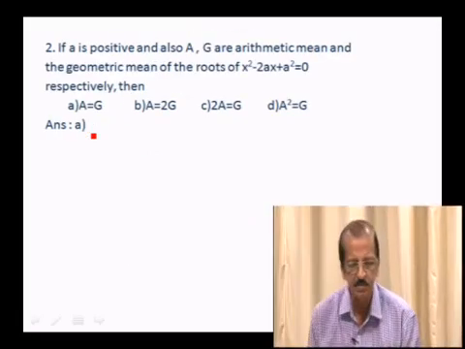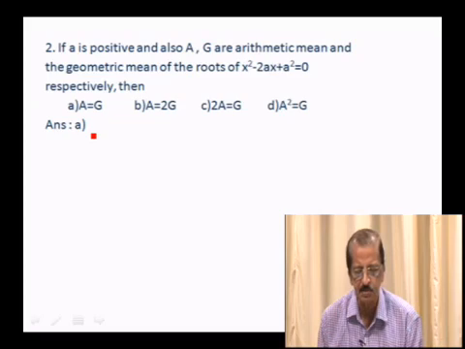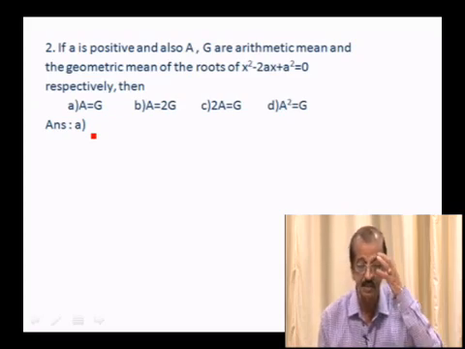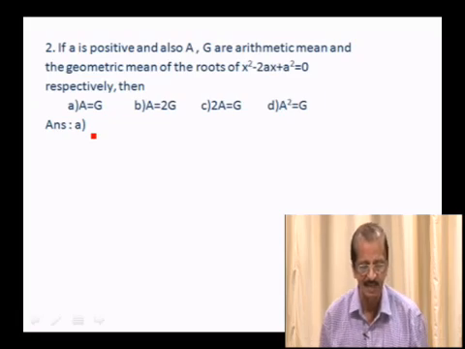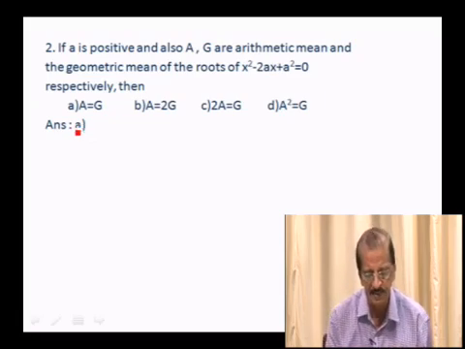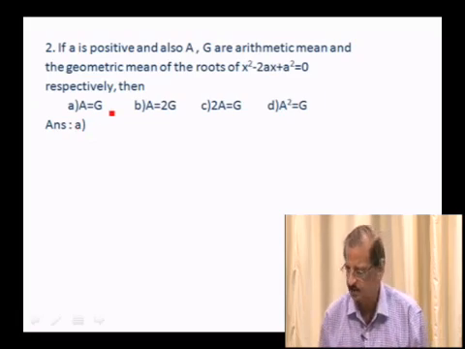If a is positive and also capital A, G are the arithmetic mean and geometric mean of the roots of x square minus 2ax plus a square is equal to 0 respectively, then what is the relationship between A and G as asked? So, we find that the relation is A equals G. Let us work out this problem.